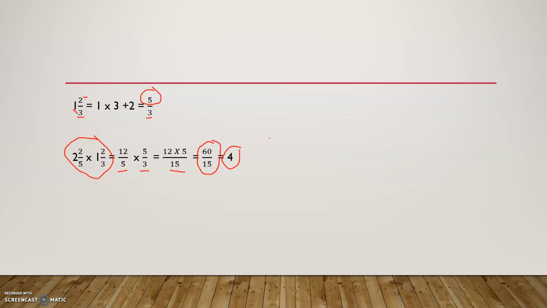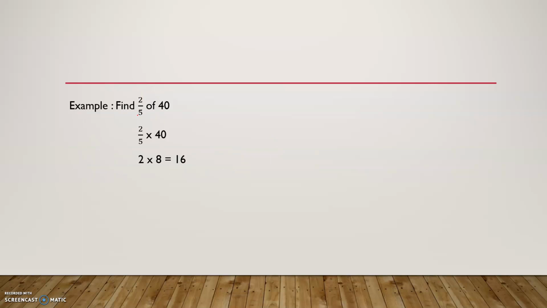Now moving on to the next example. It says find 2/5 of 40. So we can write 2 over 5 times 40. Now, if we divide that 40, 5 is going to go 8 times into 40. So that would be 2 times 8, which is 16. So this is our answer.